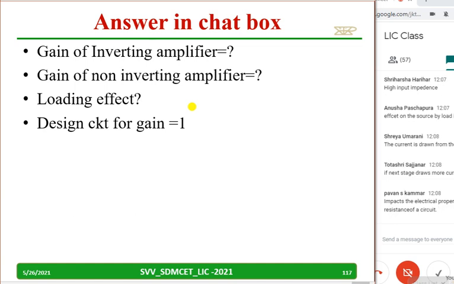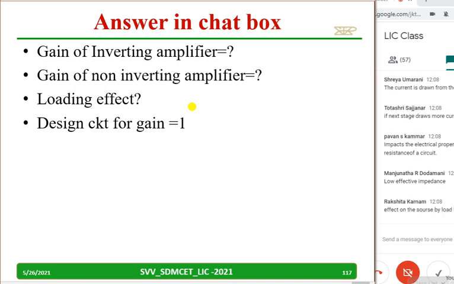Totashri has given: if the next stage draws current from the previous stage. Yeah, Totashri is correct. Pawan Kumar, the electrical properties, voltage, current, resistance of a circuit are impacted due to what? Load, you have to add, Pavan. Manjunatha: low effective impedance, effect on source by load impedance. Rakshita, okay, very good. Many answers are there.